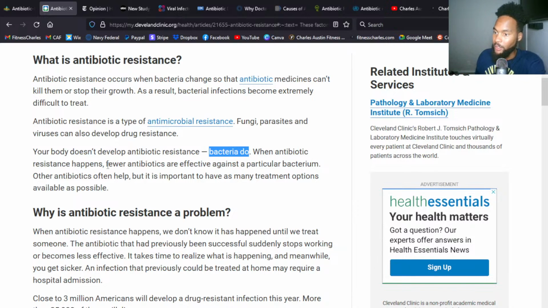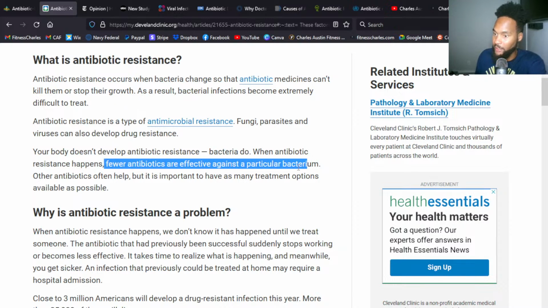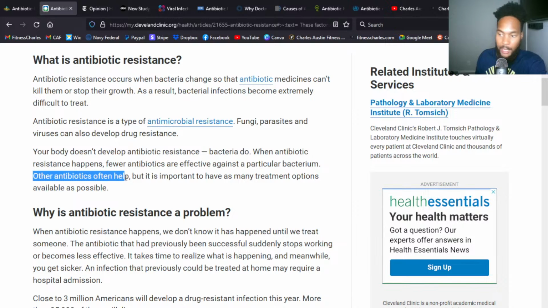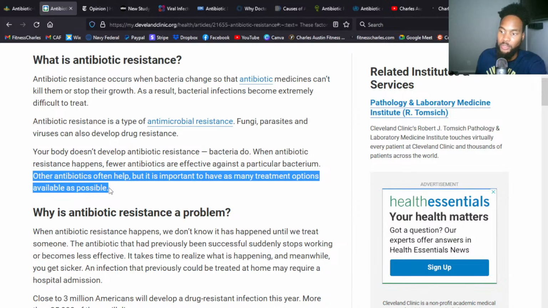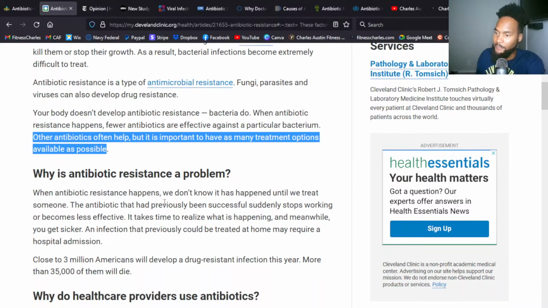So again, when resistance happens, fewer antibiotics are effective against a particular bacterium. Some other antibiotics often help, but it's more important to have as many treatment options as possible. So again, all bacteria are not created the same, okay? And not all antibiotics are created the same, okay? So that's what we're kind of talking about here.